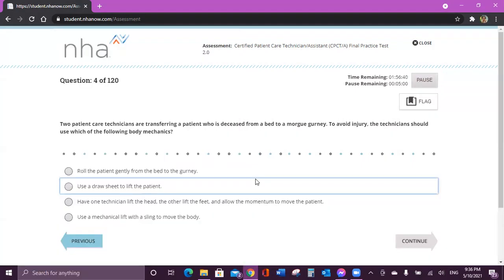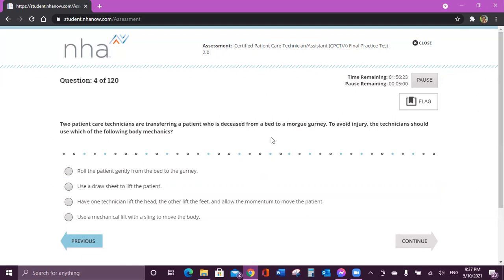Oops. So two patient care technicians are transferring a... Mira, le tiraste un screenshot, highlighting, tiene que tener cuenta, quita el mouse. Okay. Ok, tírale el screenshot de nuevo.